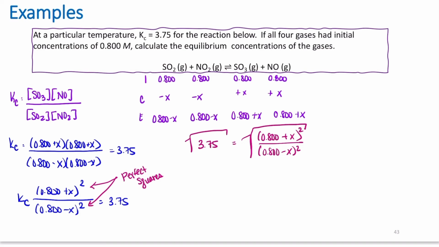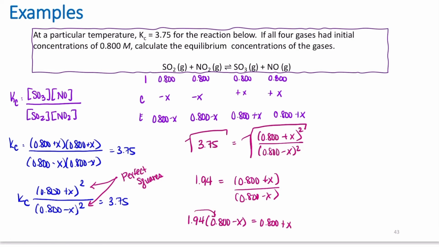And I wrote this down wrong, so let's see. Square root of 3.75 is 1.94. This equals 0.800 plus x divided by 0.800 minus x. Now I'm going to go ahead and simplify this down. So I've got algebraic manipulation. 1.94 times 0.800 minus x equals 0.800 plus x.